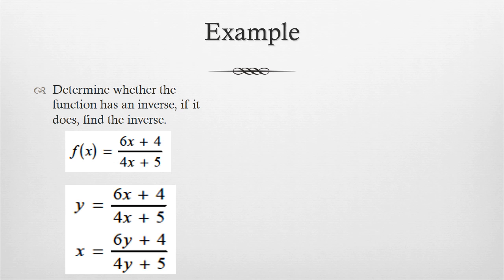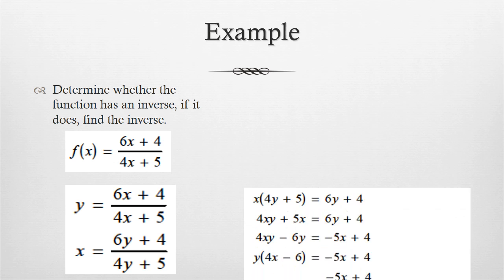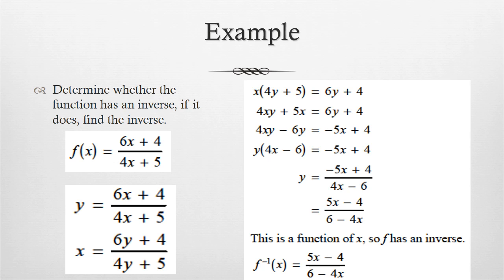Okay, here it is. We didn't show all the steps here. There they are. First of all, swap out the x and y, and then we multiply the bottom by both sides. Distribute, get all the y's on one side, factor it out, and divide.